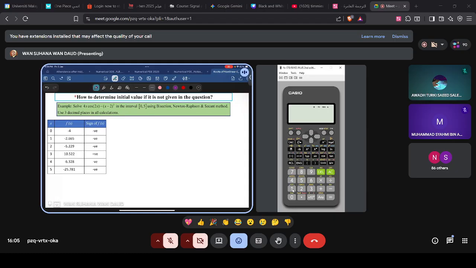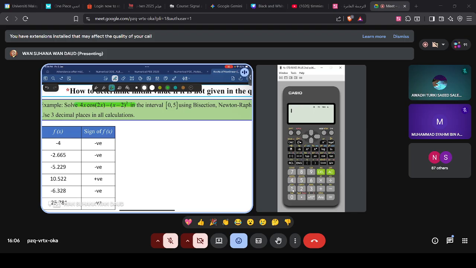You are asked to solve 4x cos 2x minus x minus 2. Okay, guys, the question given is a trigonometric function. You can see or not? 4x cos 2x minus x minus 2. If you are given a trigonometric function, you have to use radian mode in your calculator. Actually, yes, I have radian here. So you just press radian, so there is R in your calculator.